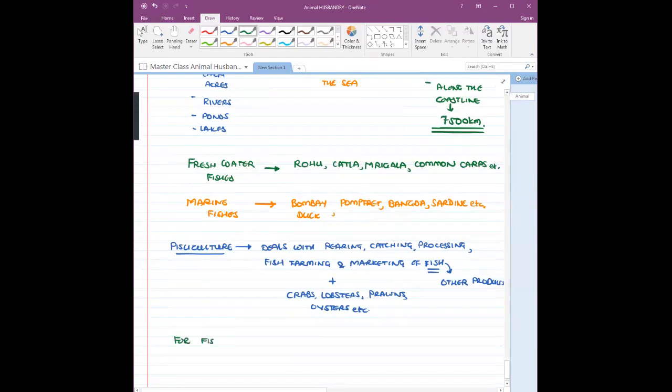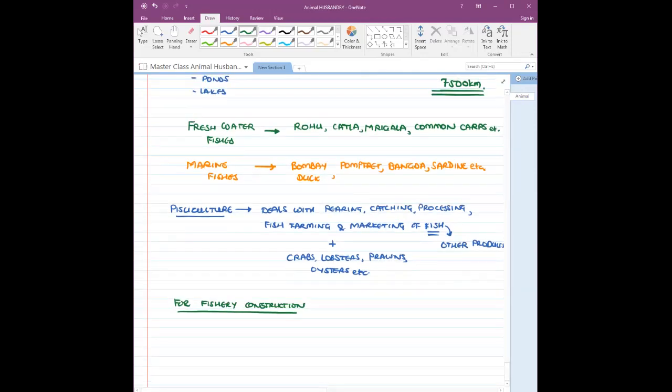Okay, so for fisheries construction, what do we really want? We are trying to produce some inland fishery. So what we are going to require is, first, we have to have the site. So, selection of site, where we are going to do this. Fine, selection of site.